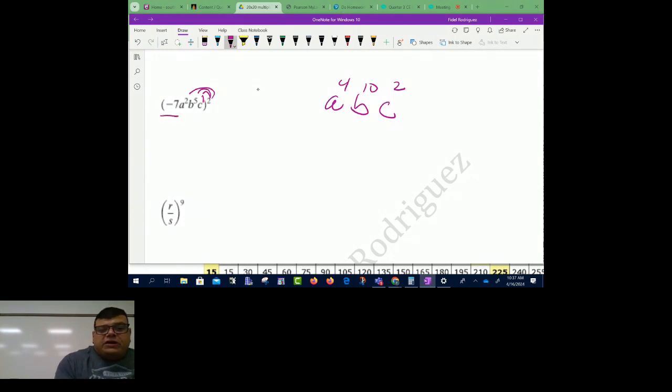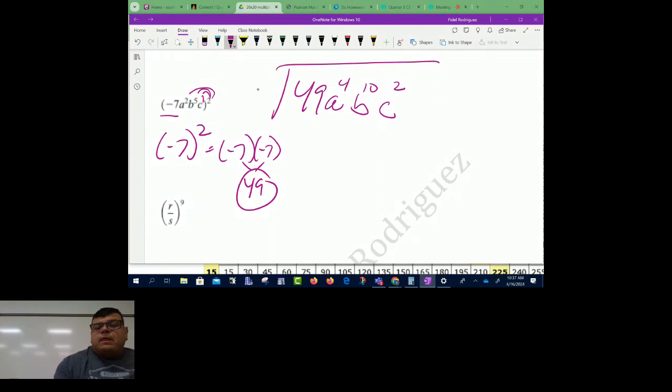Now, there's a -7, and it's in parentheses, and it's being squared. So remember, -7 squared, y'all, really means -7 times another -7, and that's giving me a 49. So we got a 49, a to the 4th, b to the 10th, and a c squared.